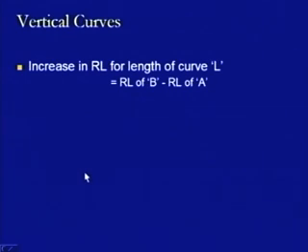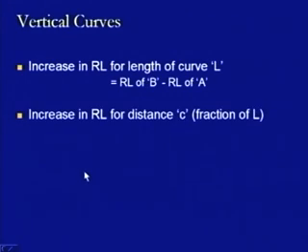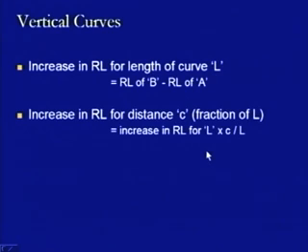then we can find out the increase in the length of curve L, and this increase in the RL for any distance C, which is some fraction of the curve length L, can also be computed, and this will be increase in RL for L multiplied with the fraction C divided by L. Means we are trying to convert the overall increase in the RL which was related to the length L in terms of the fraction. So, increase in RL divided by L multiplied by C is what we are doing here.